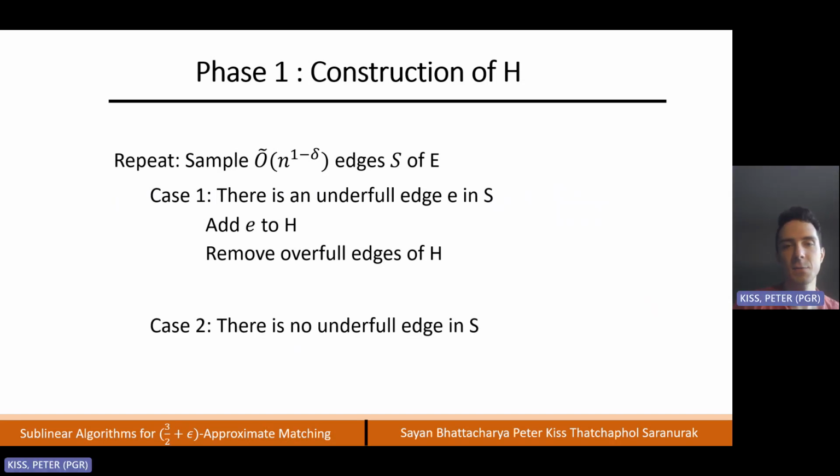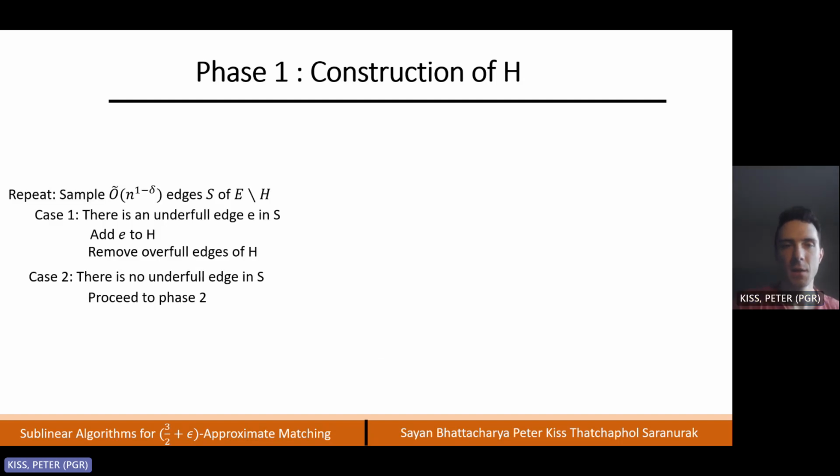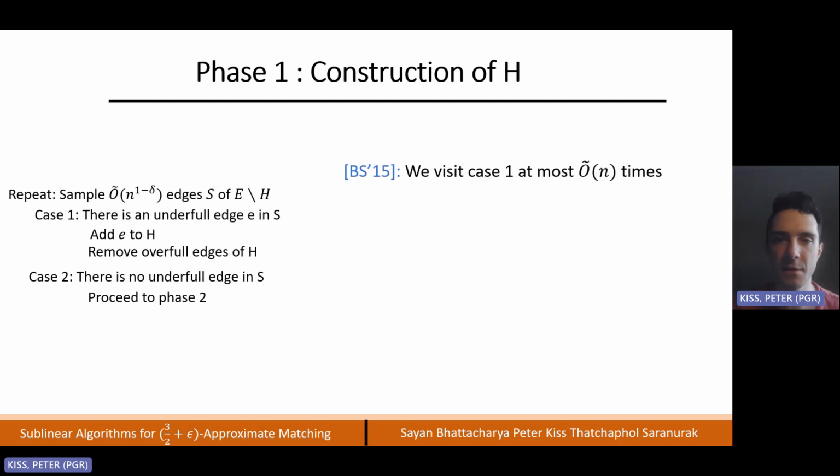If in S we don't find a single underfold edge, we just compile and proceed to phase 2. Simple as that. So we just take random samples, greedily try to extend our EDCS. If we extend the EDCS, we restore its properties through removing overfold edges. And if there's no underfold edge in our sample, we just stop the phase. So keeping this algorithm in mind, let's try to analyze what guarantees we have based on the earlier properties.